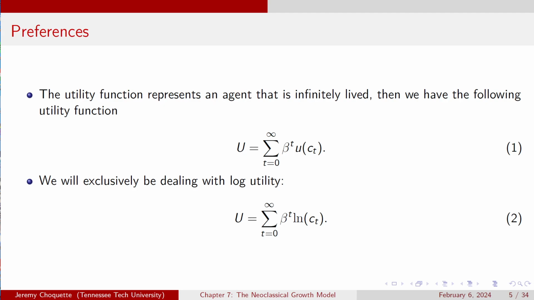Now, the utility function represents an agent that is infinitely lived, and we would have the sum as t goes from 0 to infinity of beta to the t times u of c_t. Now, in this class, we're dealing exclusively with log utility, so it's the natural log of consumption. So it's the sum as t goes from 0 to infinity of beta to the t times the natural log of c_t.